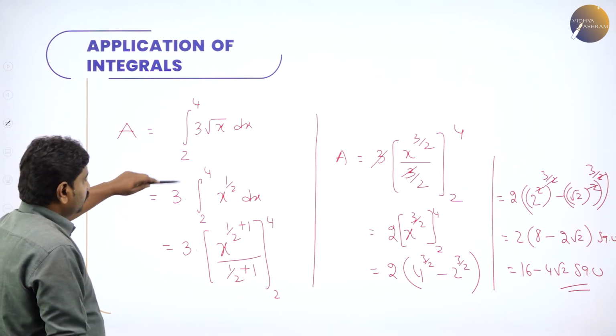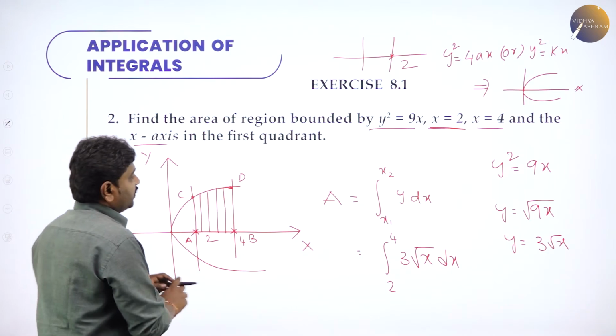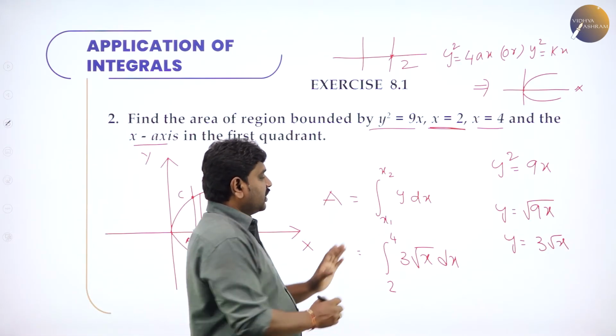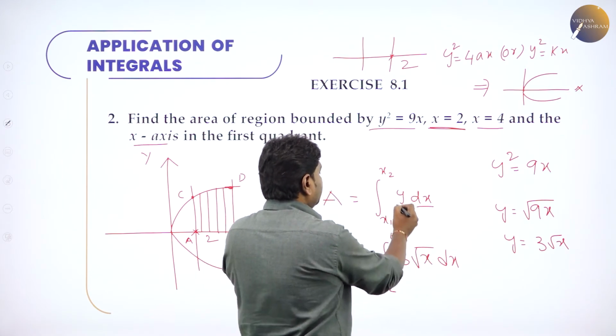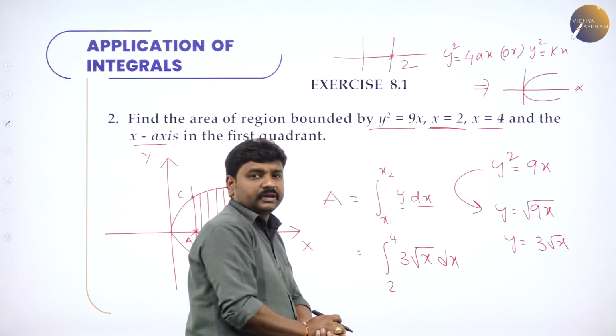So now they wanted you to find area bounded by the curve and x-axis. What is the area bounded by the curve and x-axis? Integration of x limits, because x-axis, x limits, and under the curve and x-axis means y dx. Y means given curve. Y in the form of x you should get and substitute.